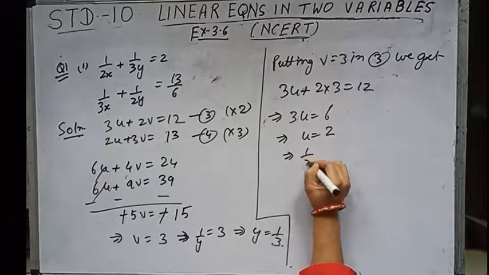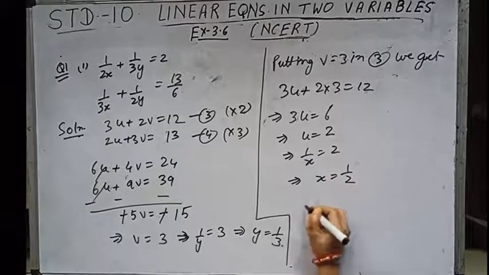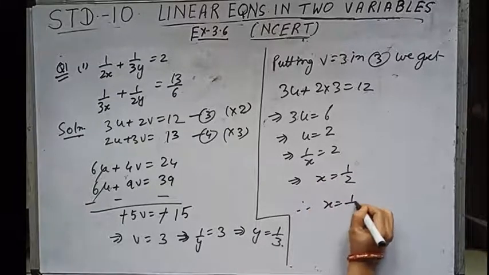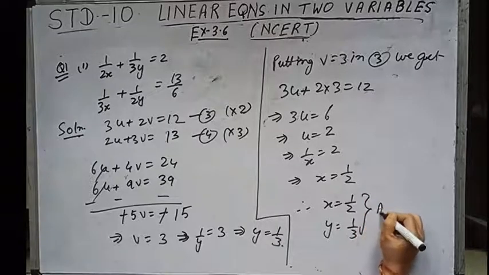So this implies 1 by x equals to 2. This implies x equals to 1 by 2. Therefore, x equals to 1 by 2 and y equals to 1 by 3. Answer.